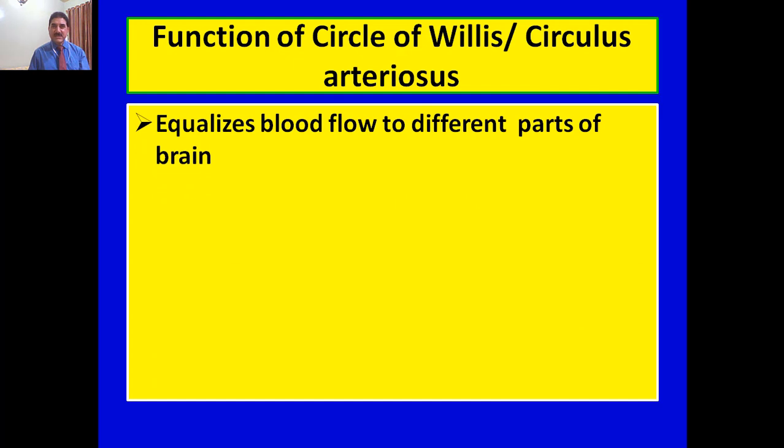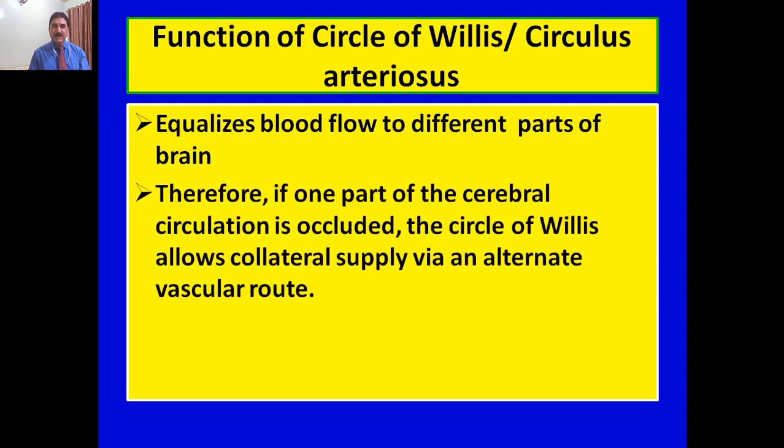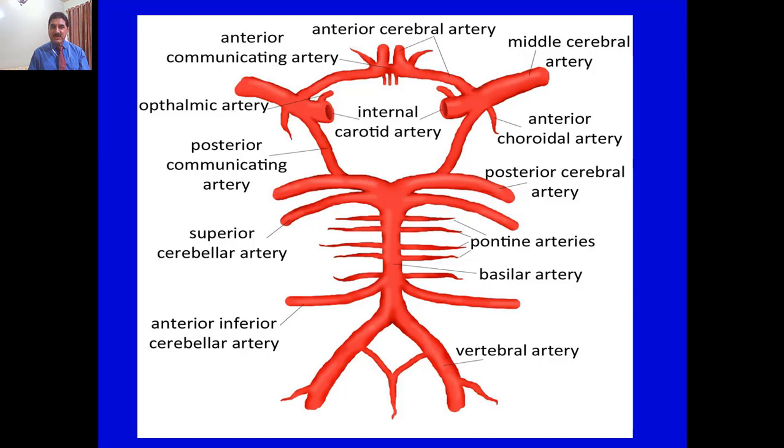Function of the circle of Willis. The circle of Willis is also called the circulus arteriosus. It equalizes blood flow to the different parts of the brain. Therefore, if one part of the cerebral circulation is occluded, the circle of Willis allows collateral supply via an alternate route.